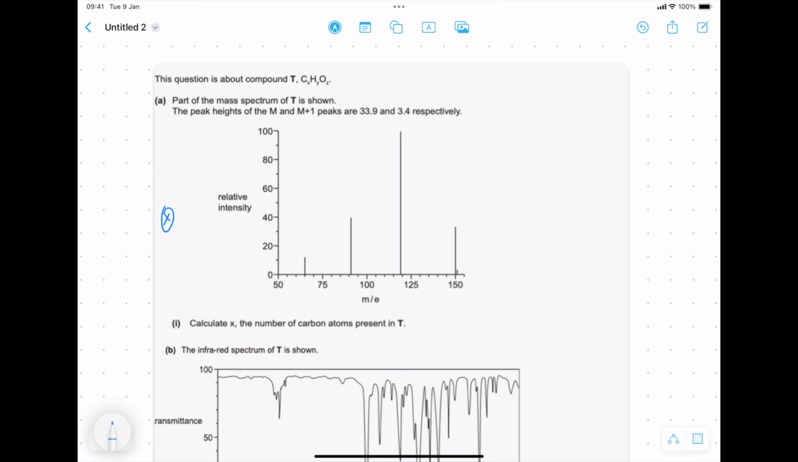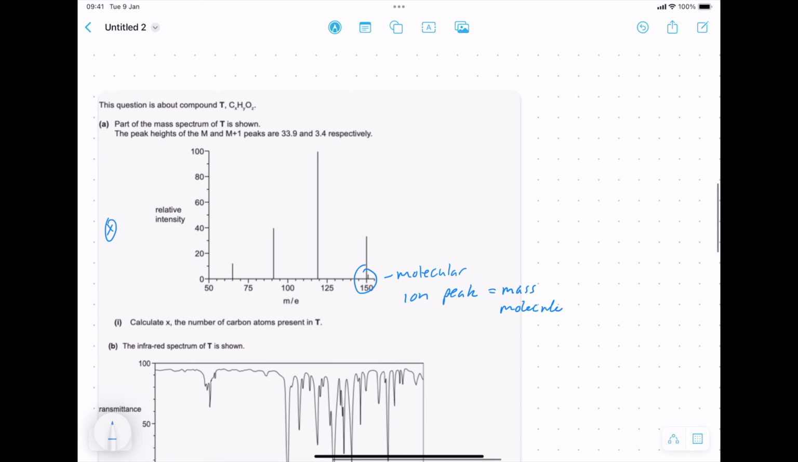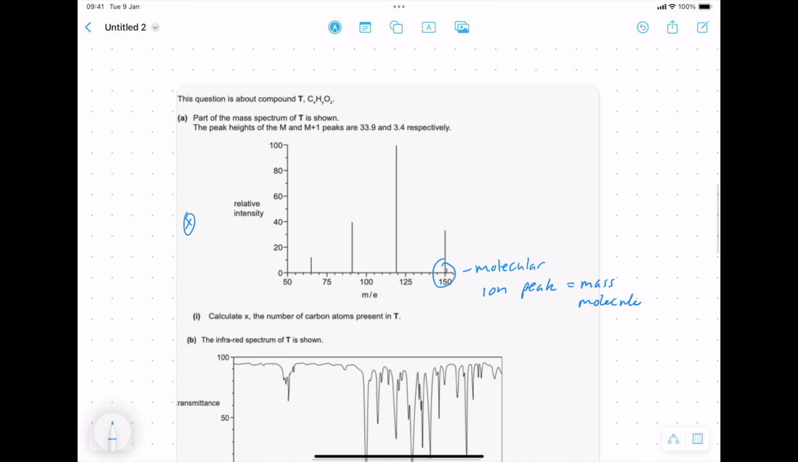So part of the mass spectrum of T is shown below. The peak heights of the M and the M+1 peaks are 33.9 and 3.4 respectively. Calculate the value of x, the number of carbon atoms in T. So just a quick recap for mass spec. The last peak in the spectrum, this one, is described as the molecular ion peak. And what does it tell us? It gives us the mass of the molecule, so the RFM of the molecule, basically. And we can see that this molecule has a mass of 150.